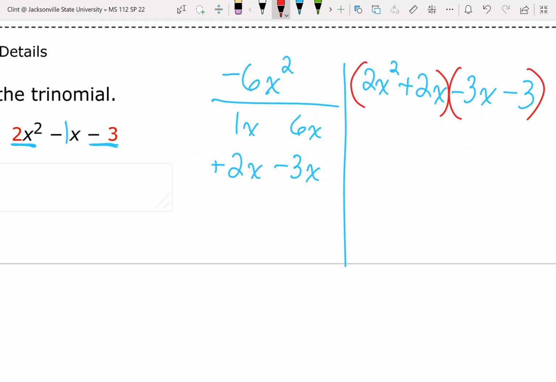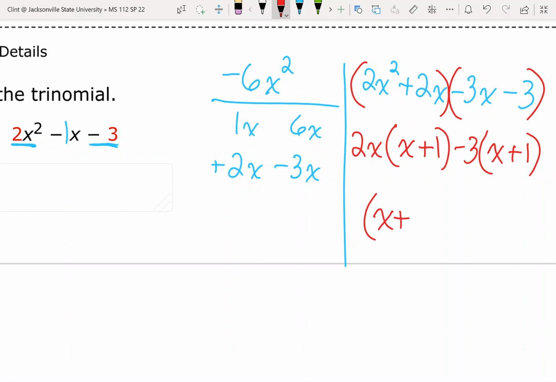So in the first set of parentheses, I have a 2x in common. That'll leave me with x plus 1. And if I look at the second set, I have a 3 in common for sure. But also, remember, we're trying to make it match our other set of parentheses. So I see that my signs are backwards, so I can factor out a negative 3. If I do that, that'll leave me with x plus 1. That way our parentheses match. And then our final answer will be x plus 1 times 2x minus 3.